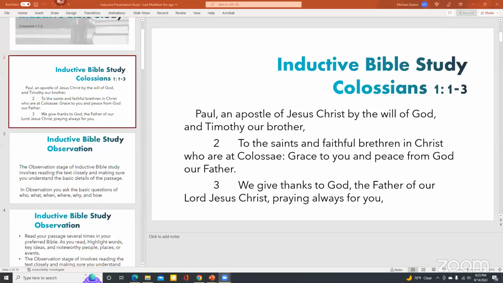So we're talking about Paul. We're asking those questions, who, and this is the observation. We know that he was an apostle of Jesus Christ, and we know it was by the will of God. So we need to find out the who, what, when, where. So who was he writing to? The Church of Colossae. So that brings up the next question. Where was the Church of Colossae?